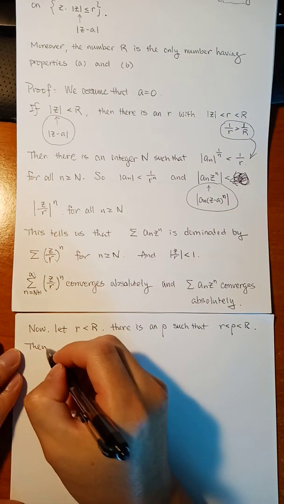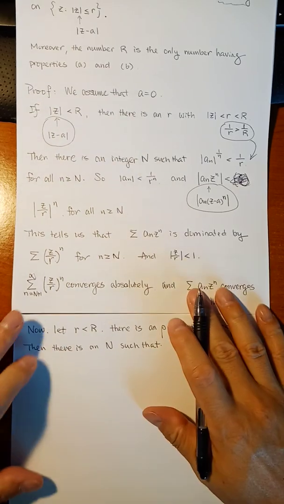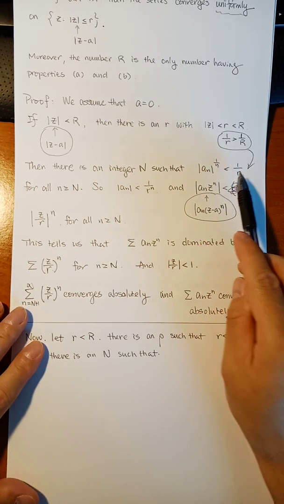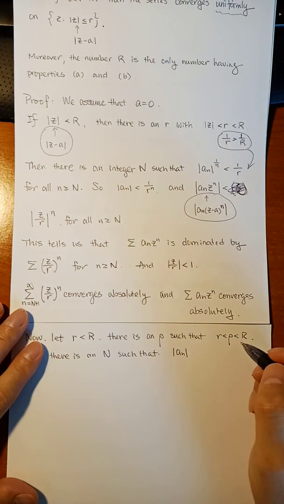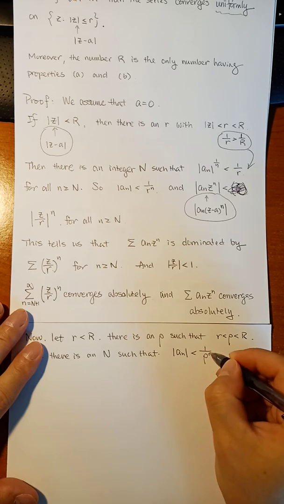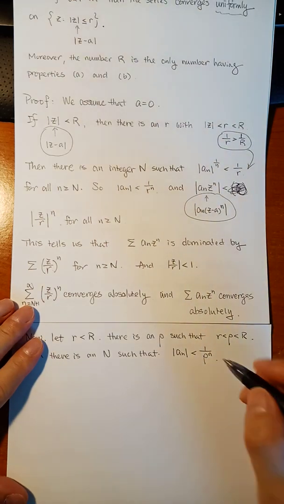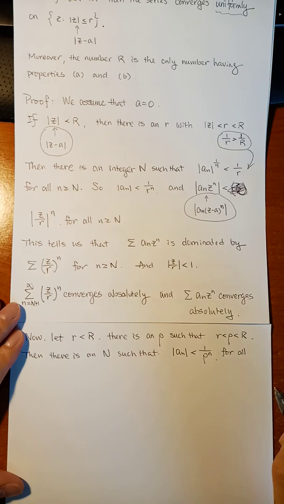And then there is a capital N such that, remember here the capital N with this property, the absolute value of a sub n to the power 1 over n is less than 1 over rho, for all n greater than capital N.